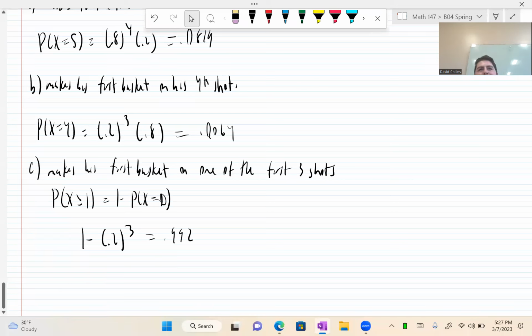Does everyone see that? This is basically all the ways you can use a geometric. Makes his first basket on his 4th shot. Yeah, it should kind of be written like this. I was kind of writing it like binomial.